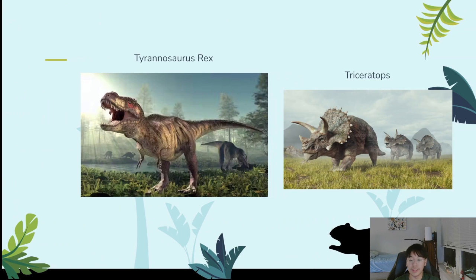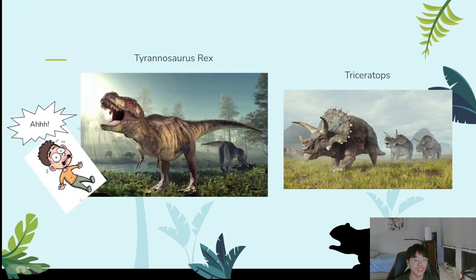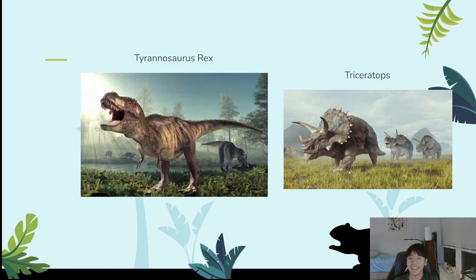Let me just show you some examples. Have you guys heard of Tyrannosaurus Rex? It's the apex predator, so it means that it is the greatest dinosaur, since it is the strongest out of all the dinosaurs, as it is believed, and it hunts down other dinosaurs. And that's the Tyrannosaurus Rex. If you look at this person, he's scared. He's running away.